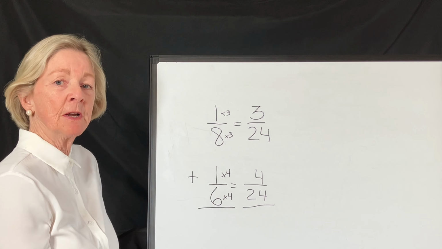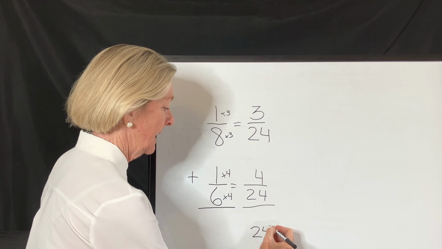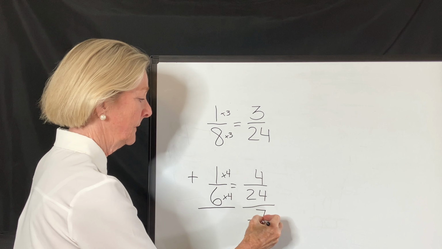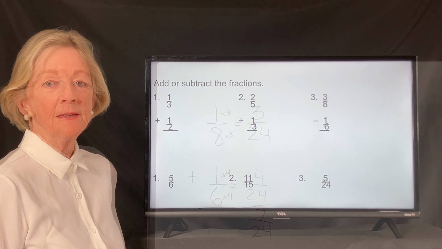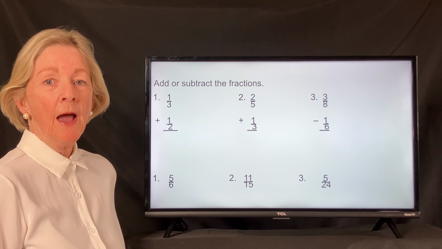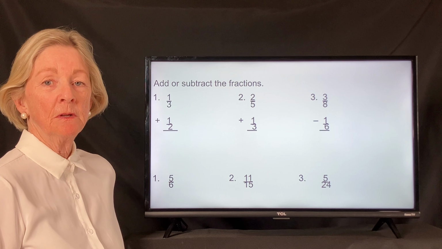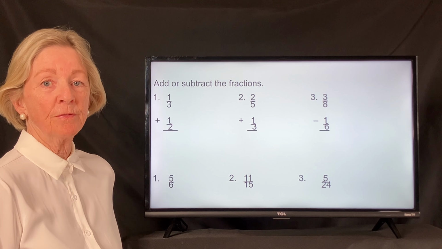Now that we have a common denominator, we can add our fractions. Our denominator will stay the same. 3 plus 4 equals 7. Our answer is 7/24. Now let's try some on your own. Add or subtract the fractions. The answers are at the bottom. Pause this video now so that you can complete these by yourself.